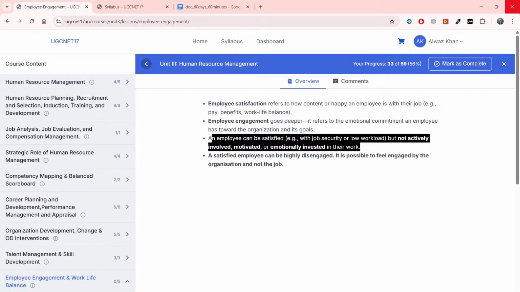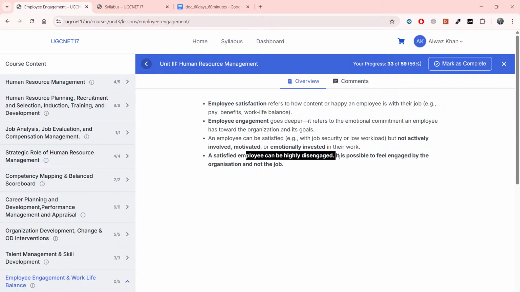Satisfaction is how content or happy an employee is with their job. Engagement is the emotional commitment an employee has towards the organization and its goals. An employee can be satisfied but not actively involved, motivated, or emotionally invested with the work. A satisfied employee can be highly disengaged. It is possible to feel engaged by the organization and not the job.